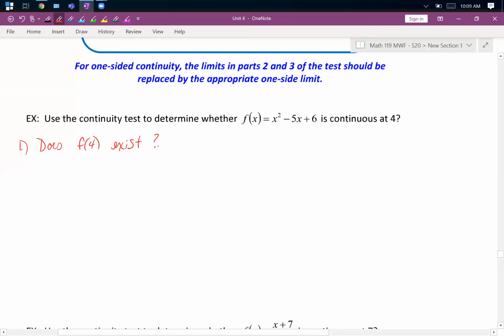All right, so does it exist? The only way we're going to figure out if it exists is by simply plugging 4 into f of x and making sure that we don't get something that's undefined.